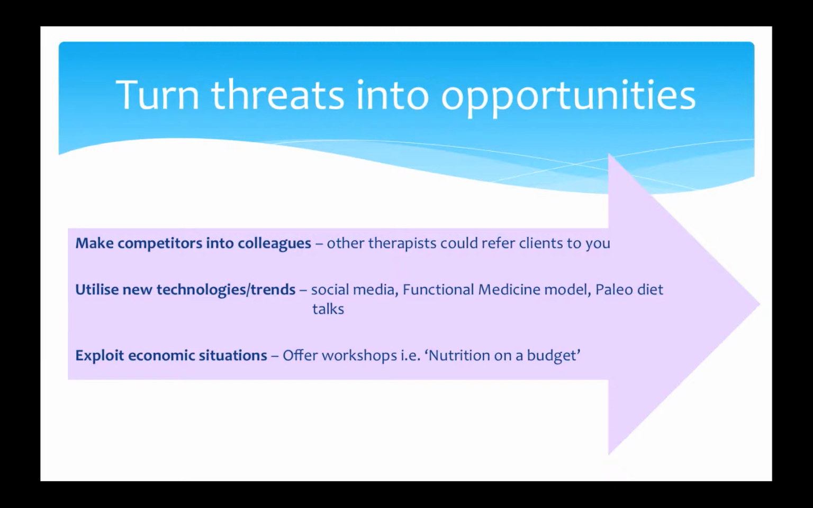So once you've researched your opportunities and threats, you need to look at turning your threats into opportunities. Look to make competitors into colleagues. See whether other therapists could refer clients to you. Utilize new technologies and trends. Utilize social media. The functional medicine model: bring that into your practice and be more effective. Look at the recent trends such as the paleo diet and how you could bring this into talks. And how you can exploit economic situations. Possibly offer workshops such as nutrition on a budget.